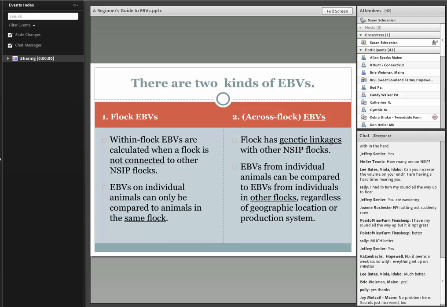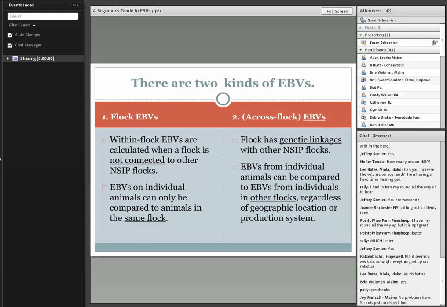If your flock has genetic linkages, it shares genetics with other NSIP flocks. For example, say you're a Katahdin breeder, then you're going to get across flock EBVs. And usually when we say an EBV, we usually mean the across flock EBVs, because the whole value of this program is to be able to compare animals in one flock or herd to animals in another.